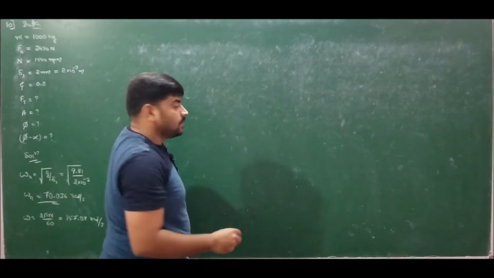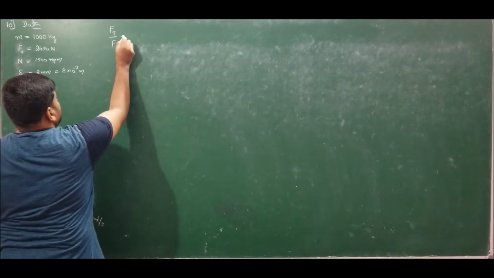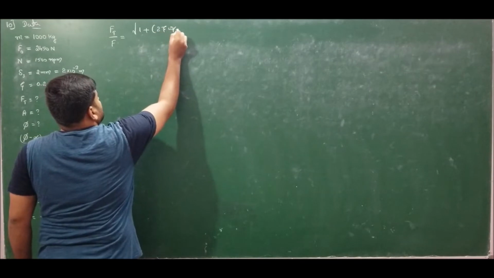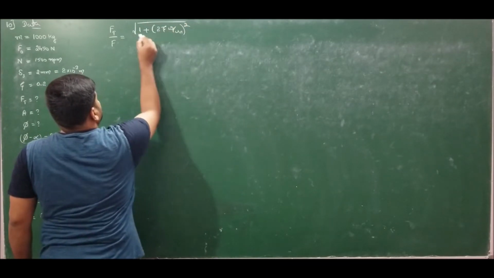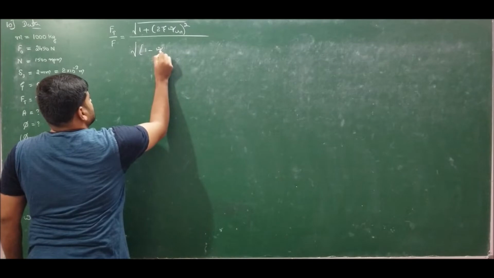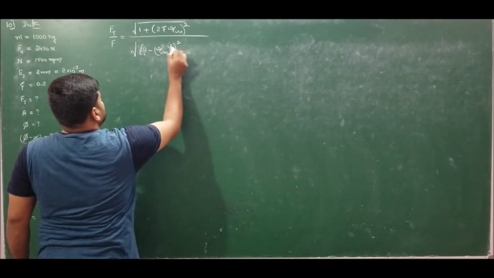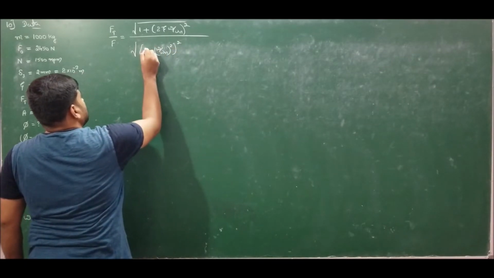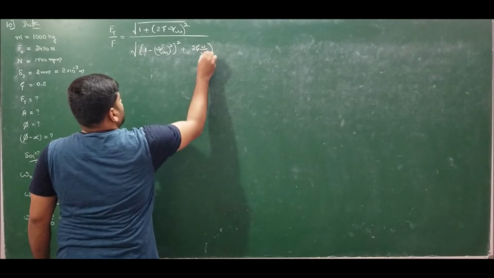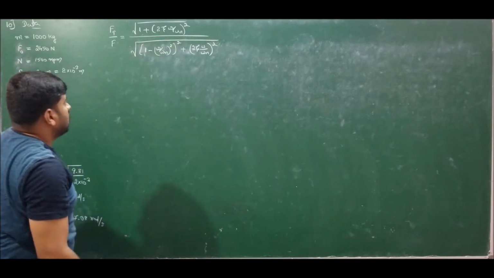Recollecting the transmissibility ratio, the formula is already known to us. We have Ft by F is equal to root of 1 plus (2 zeta omega by omega n) whole square, divided by root of (1 minus (omega by omega n) whole square) whole square plus (2 zeta omega by omega n) whole square. Correct? Now let me determine the frequency ratio omega by omega n.